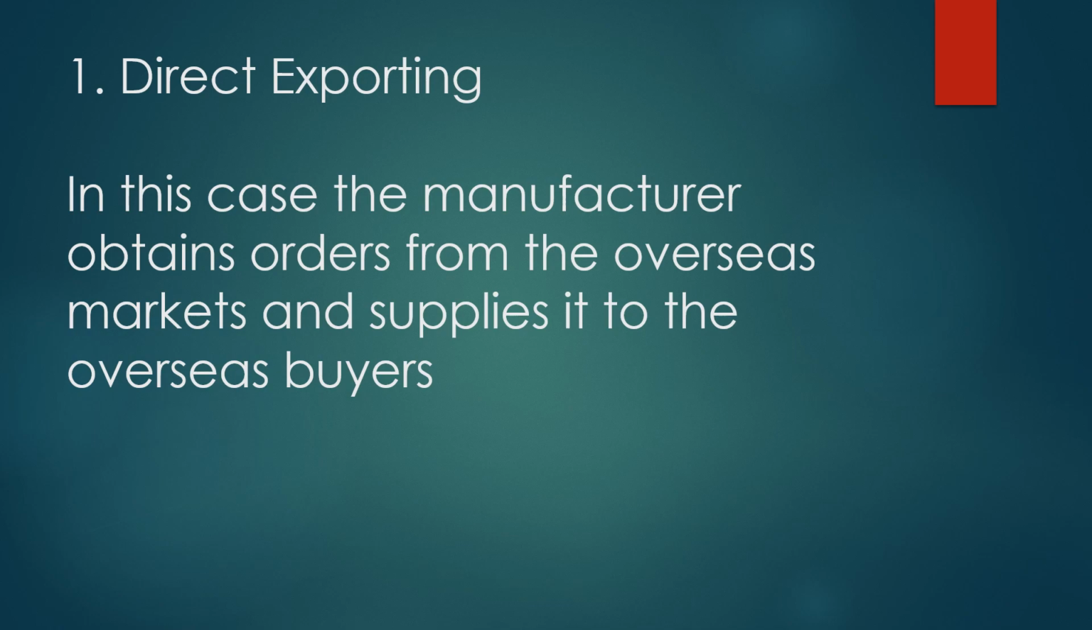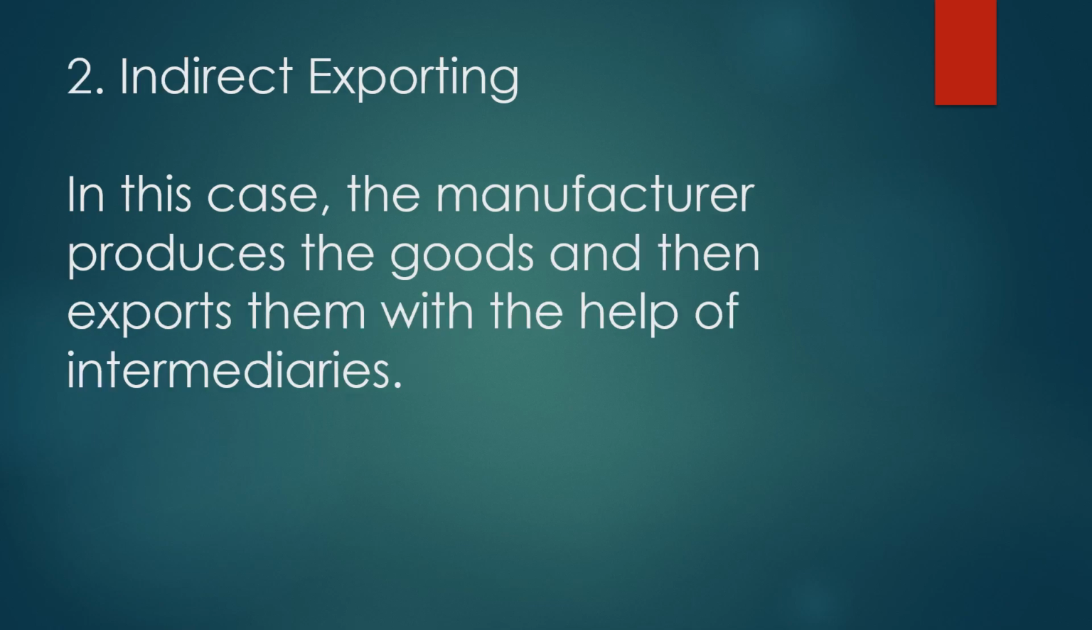In this case, the manufacturer obtains orders from overseas markets and manufactures the goods and then supplies it to the overseas buyers. Indirect exporting. A manufacturer may adopt indirect exporting method. In this case, the manufacturer produces the goods and then exports them with the help of intermediaries such as merchant exporters, export and trading houses, etc.